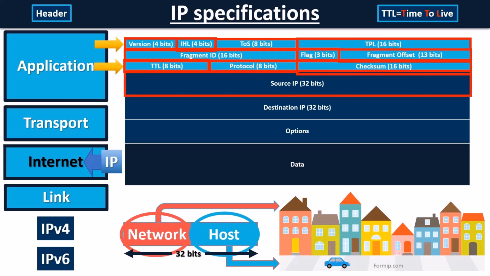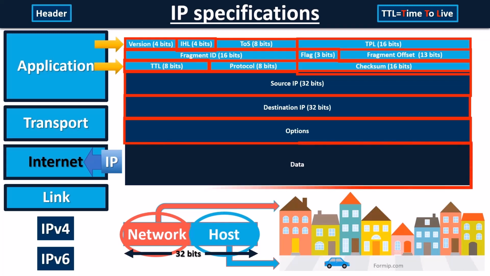The source address is the IP address of the machine which sent the packet. The destination address is that of the machine for which the packet is intended. The option field includes various optional parameters, which are used very rarely. And the data field corresponds to the packet data.